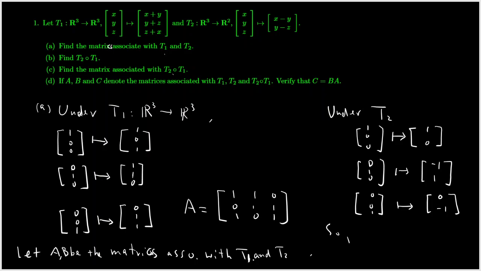So I have B. B is the matrix associated with T2. T2 is a linear map from R3 to R2. So T2 should be a 2 by 3 matrix, right? 2 by 3 matrix formed by the outputs of i, j, and k. The first column you have 1, 0. The second column you have -1, 1. The third column, of course, you have 0, 0, -1. That's how we get B. That's the old stuff.